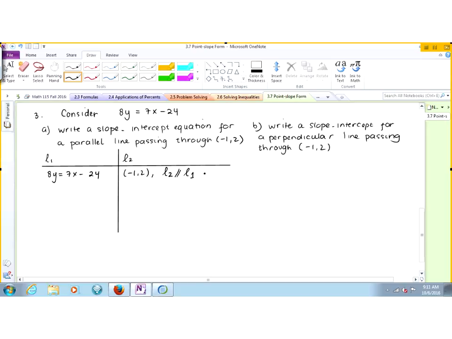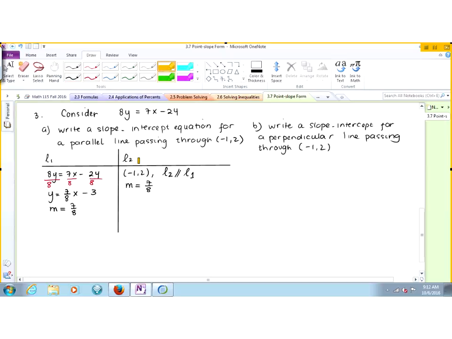Okay, so what do you think you'll do? Solve for y? Yes. So you need to find the slope. So we solve for y. How? Divide by 8, all the terms. So y is equal to 7 over 8x minus 3. Good. Do I know the slope? What is it? Okay, good. Do I know the slope of line 2? Yes, parallel means they have the same slopes. Right?